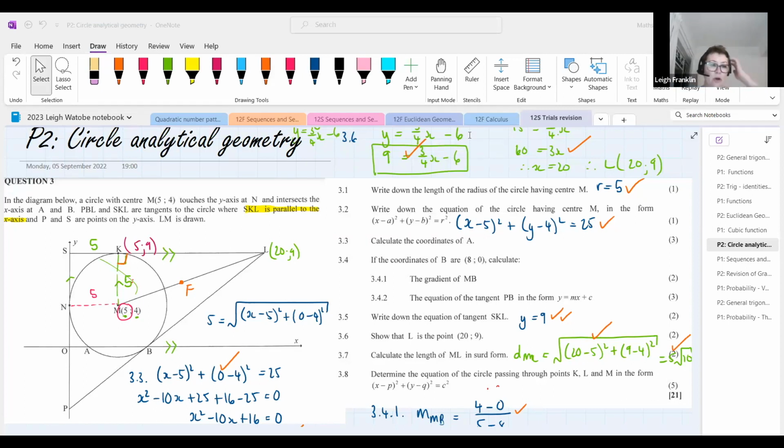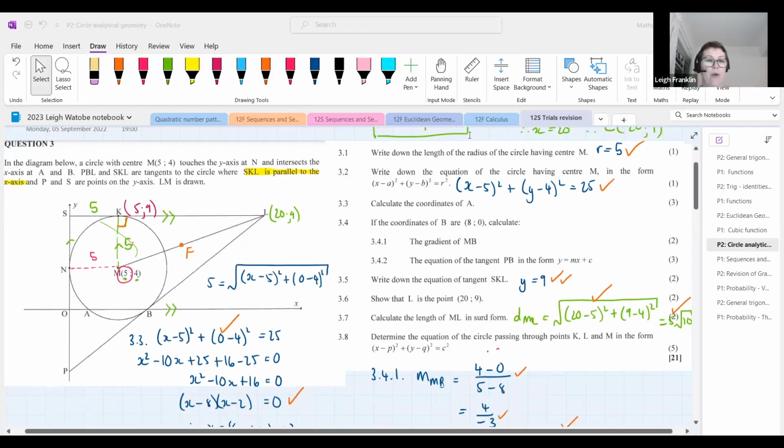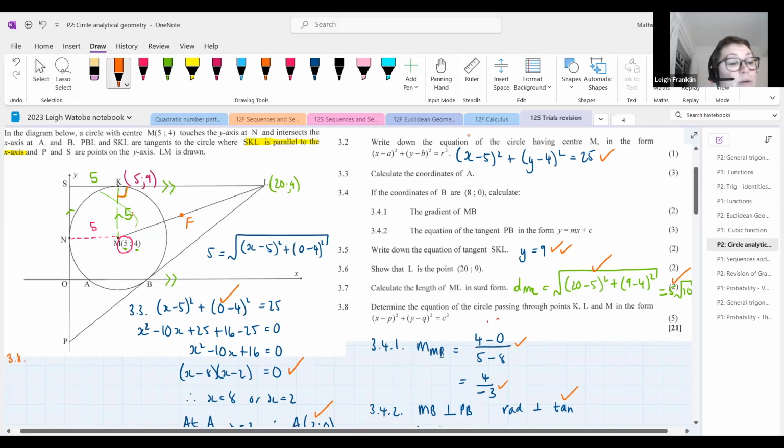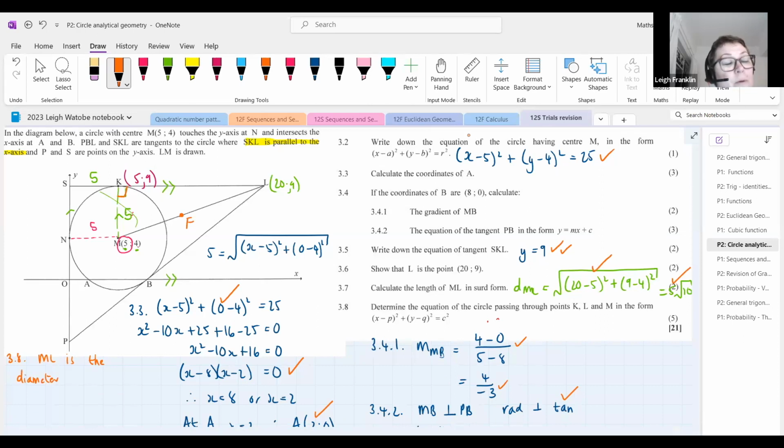Okay, so let's go ahead and do that. What do we need to establish in order to answer this question? Well, first of all, that ML is the diameter of the circle. So over here, 3.8, ML is the diameter of circle KLM.